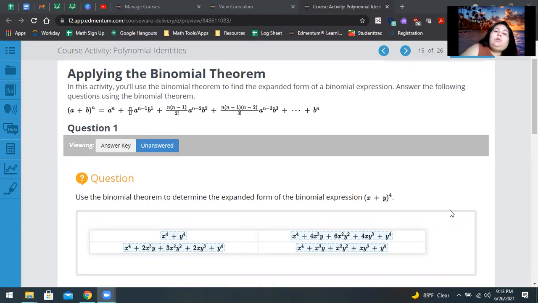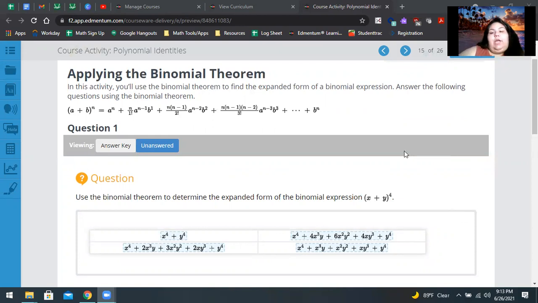But the idea is that they want you to apply the binomial theorem. So we are going to use the binomial theorem and expand it. The idea is that we're trying to avoid the whole x plus y times x plus y times x plus y times x plus y.